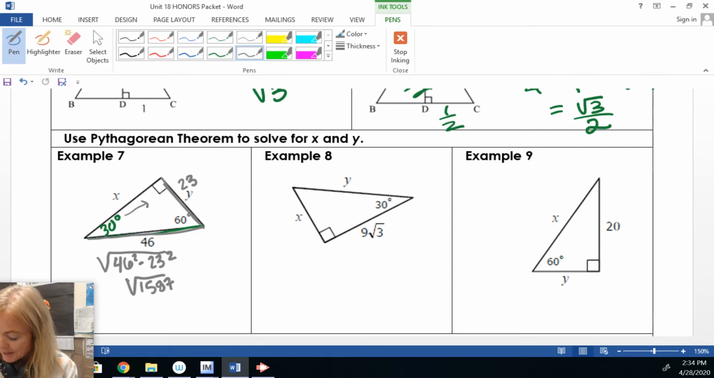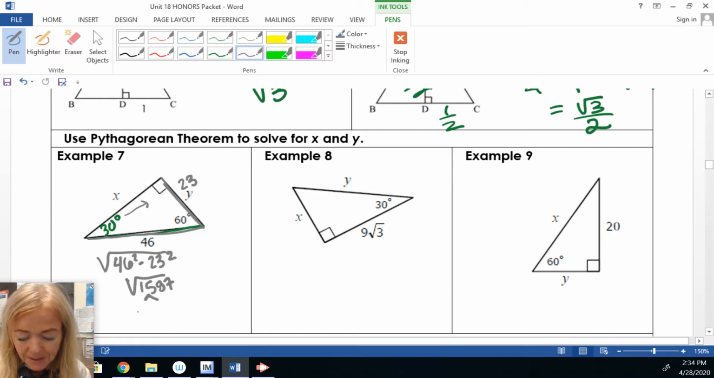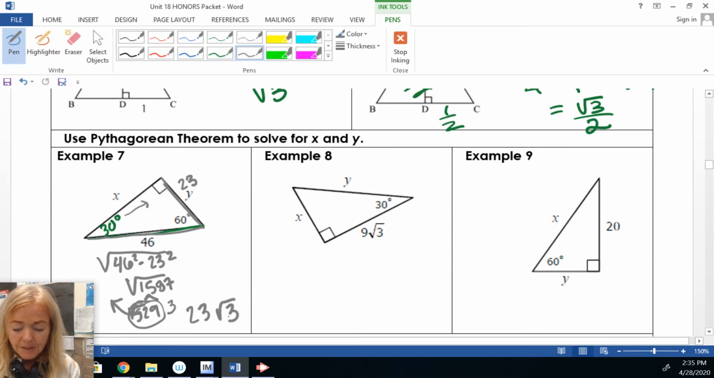But if I divide 1587, I know it's divisible by 3. I get 529. So this is radical 529 times 3. And the square root of 529 is 23. So it comes out as 23, and I'm left with radical 3. All right, so this side is 23 radical 3, simplified and in radical form.